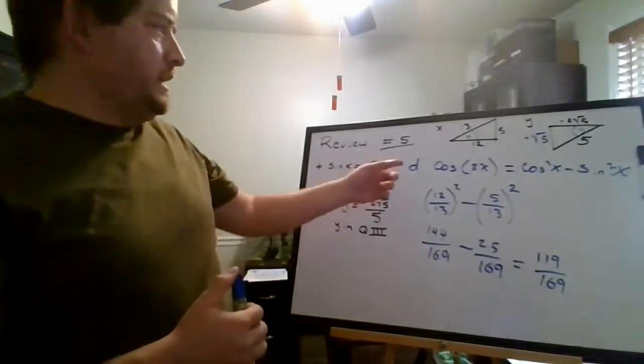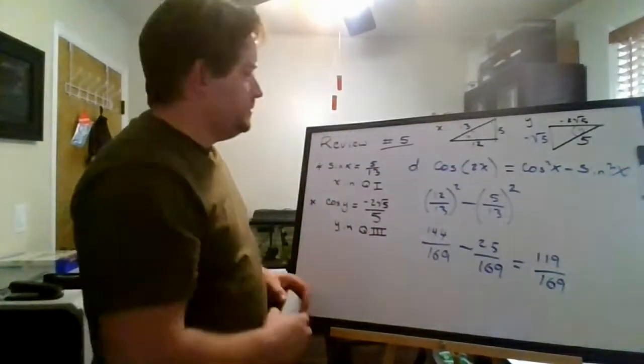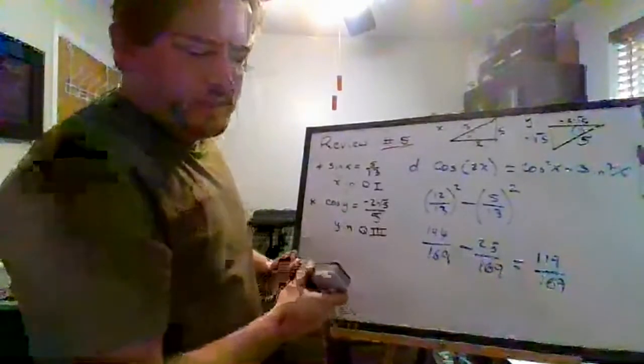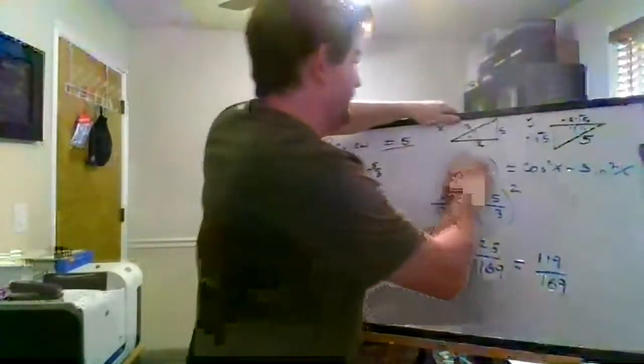So that's D using the double angle identity, and then I want to look at E as well on this one.